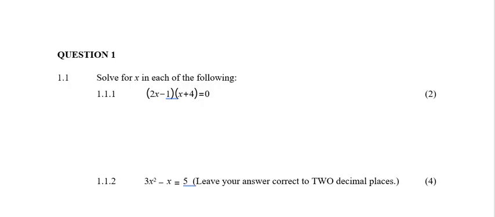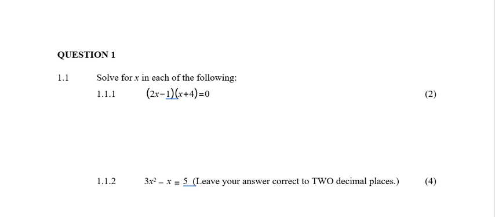Today let's look at algebra problems. From question 1, it says, let's solve for x in each of the following. And then 1.1.1 gives us (2x minus 1) into (x plus 4), all of which is equal to 0.